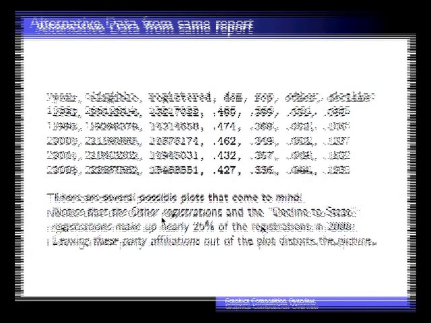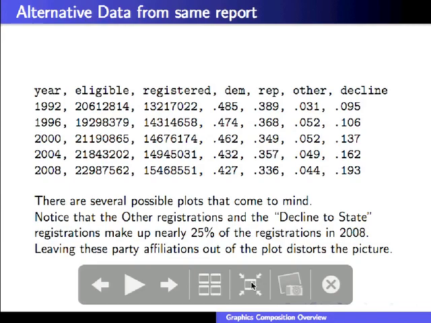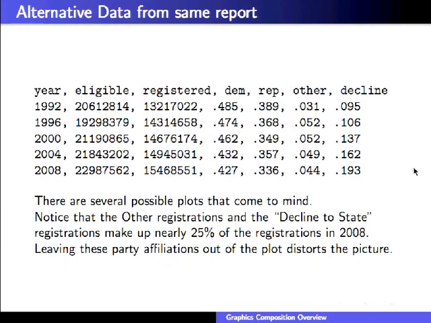I'm having technical difficulties with my display here. So I went back to the same website and found data that I thought was far more relevant to what I perceive the question to be that the creator of the graph was trying to answer. And that is the election year, the actual number of eligible voters, the number of registered voters, and then the proportion that are registered Democrat, Republican, some other party, or declined to state.